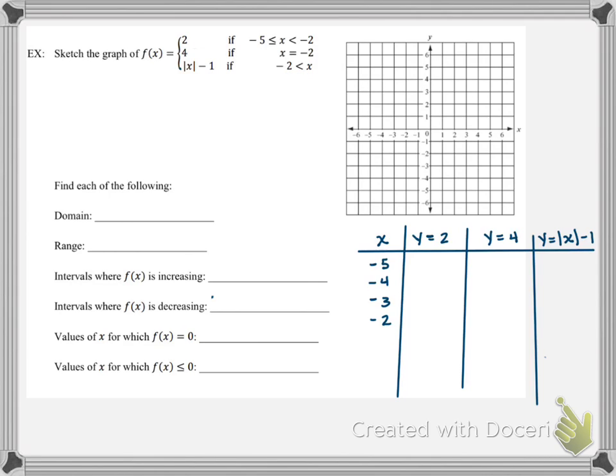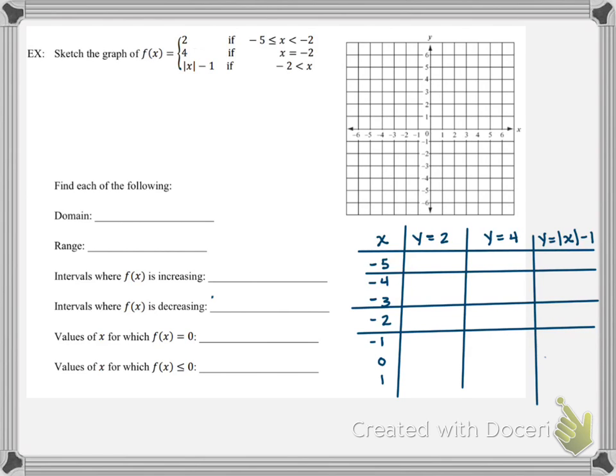And so I always just go 2 or 3 more. So like -1, 0, 1. So I have an endpoint at -5, and I have an endpoint at -2. Where do you see the -5? Just in the first one, which means we don't need it here or here.